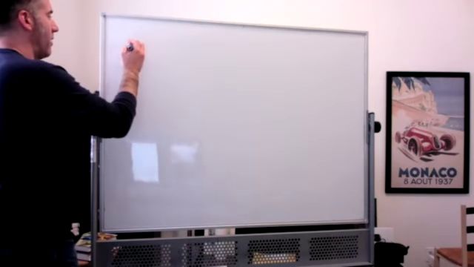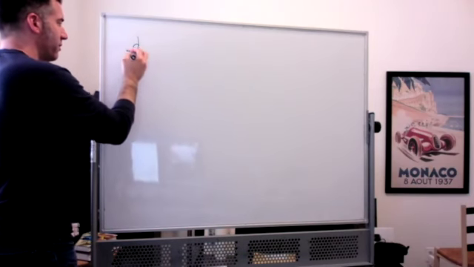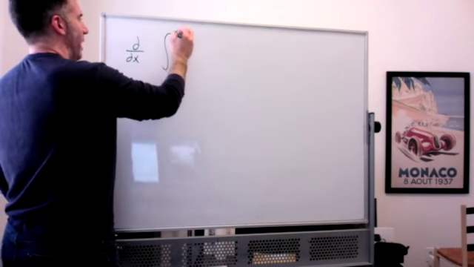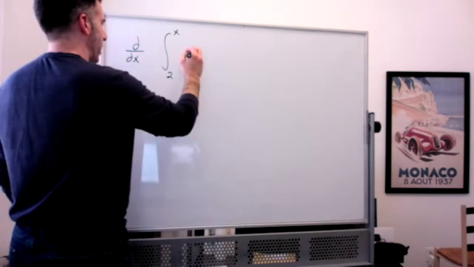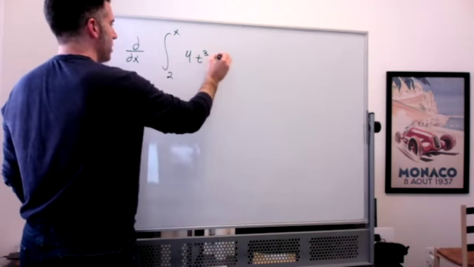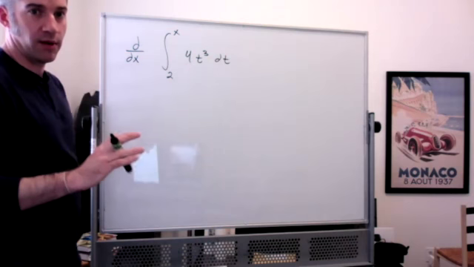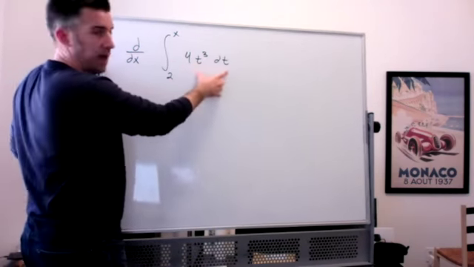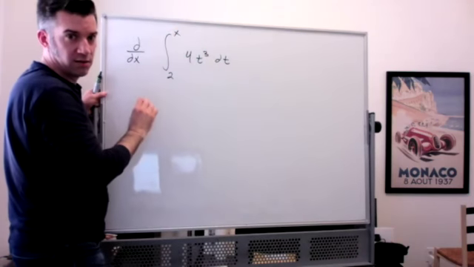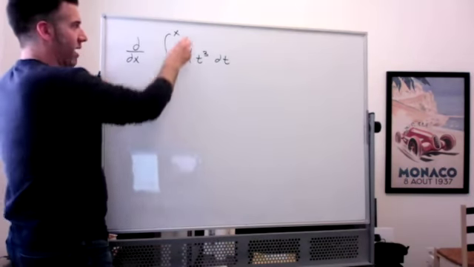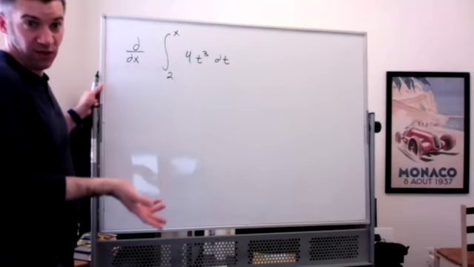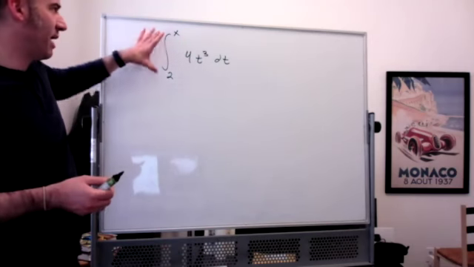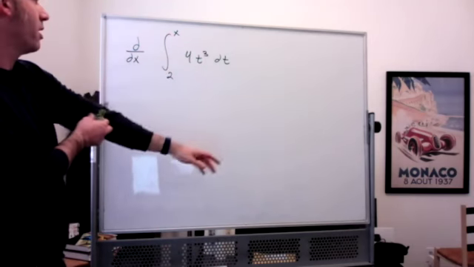So if I want to find, say, the derivative of the integral from 2 to x, let's pick something not terrible, like 4t cubed dt. I want to be very specific. The variable in the integrand has to be different from the variable up here in the limit. This doesn't ever work if you have x's here and x's here. That's why we have different letters.